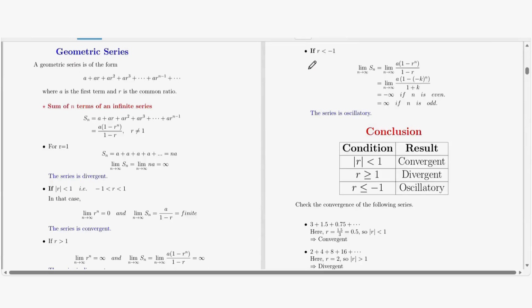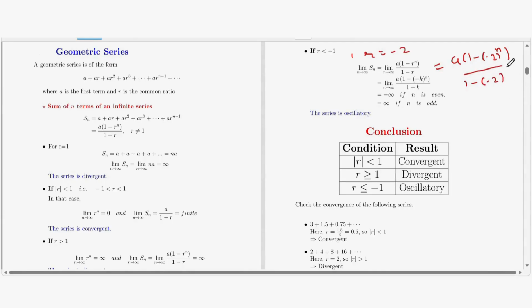Next case, if r is less than minus 1. So suppose I assume that my r is minus 2. As we know, minus 2 is less than minus 1. Now evaluate this limit. So here a times (1 minus r) is what? a times (1 minus (minus 2) raised to n) upon (1 minus (minus 2)).